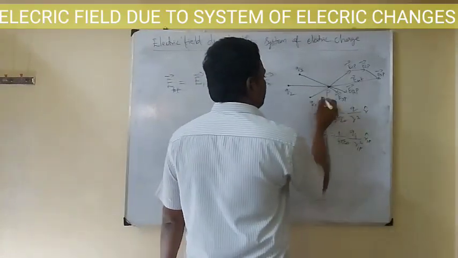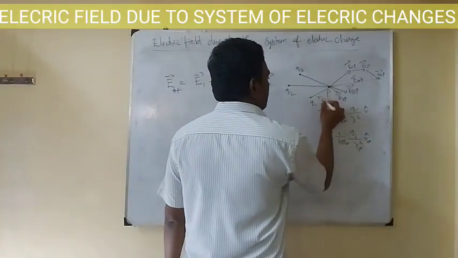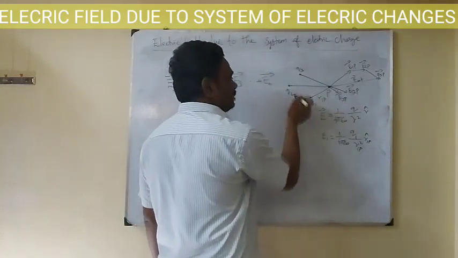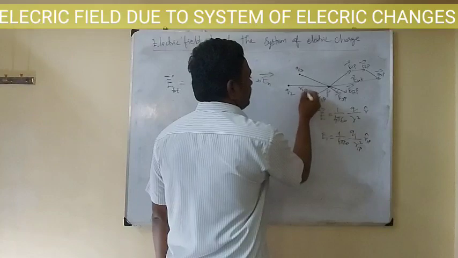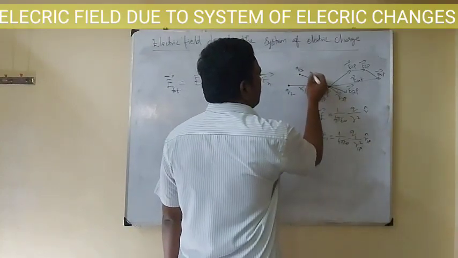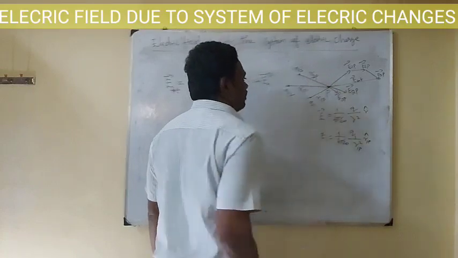Here the distance for the first charge is R1P. Here the distance between the point P and Q2 is R2P. Here the distance between the charge Q3 and point P is R3P. Okay.